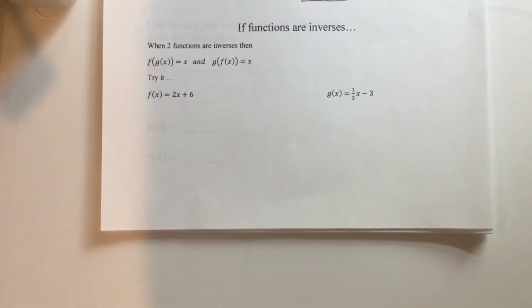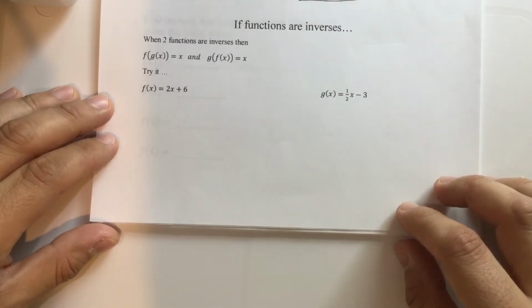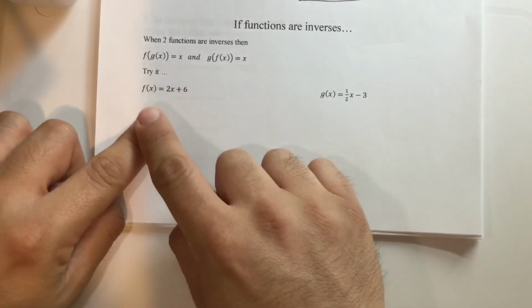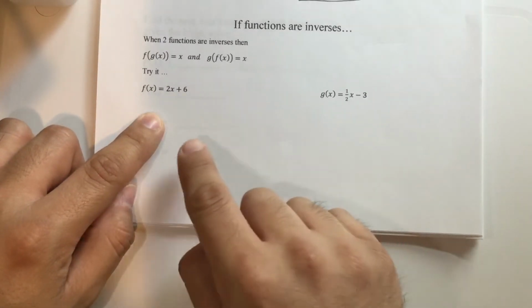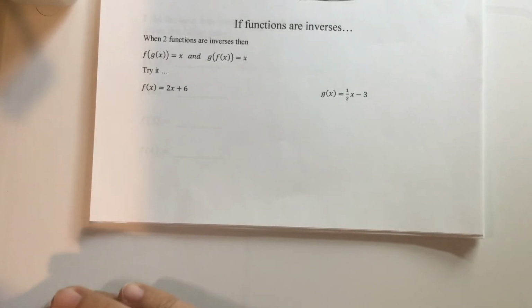All right, if the functions are inverses. So in the previous lesson, we learned that in order to check if they're inverses or not, all we had to do was swap the x and the y, and then we could solve it for y and see if they matched up. With composition, there's a different way to do it.